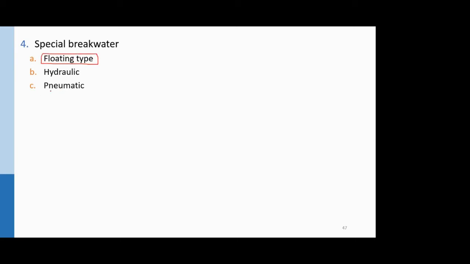Within these three types, floating, hydraulic and pneumatic, you will find that mostly the floating type is preferred, and you can see some photographs also in some cases. But the hydraulic and pneumatic type is generally not seen, or you can say it is a theoretical concept. When I explain this, you will come to know why it is a theoretical concept. So first, coming to the floating type.